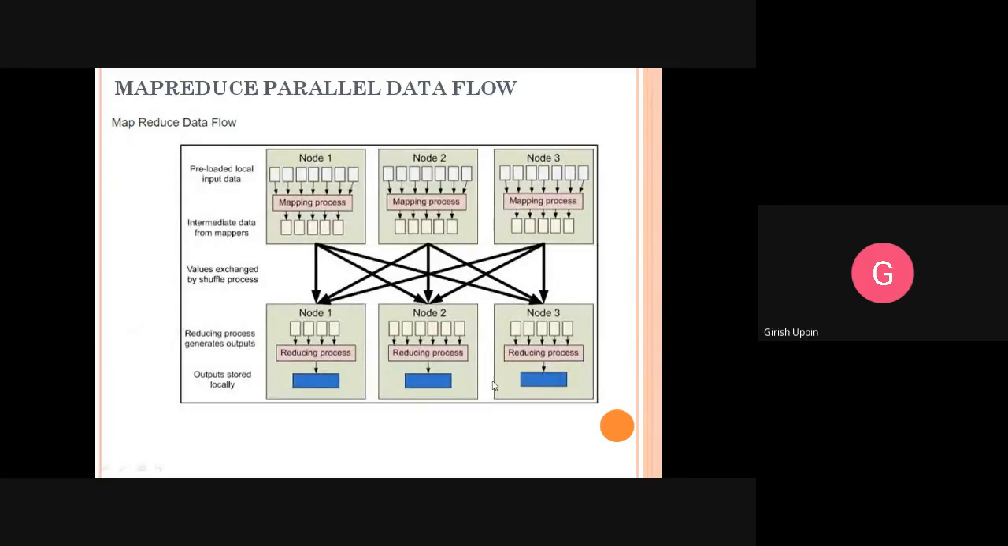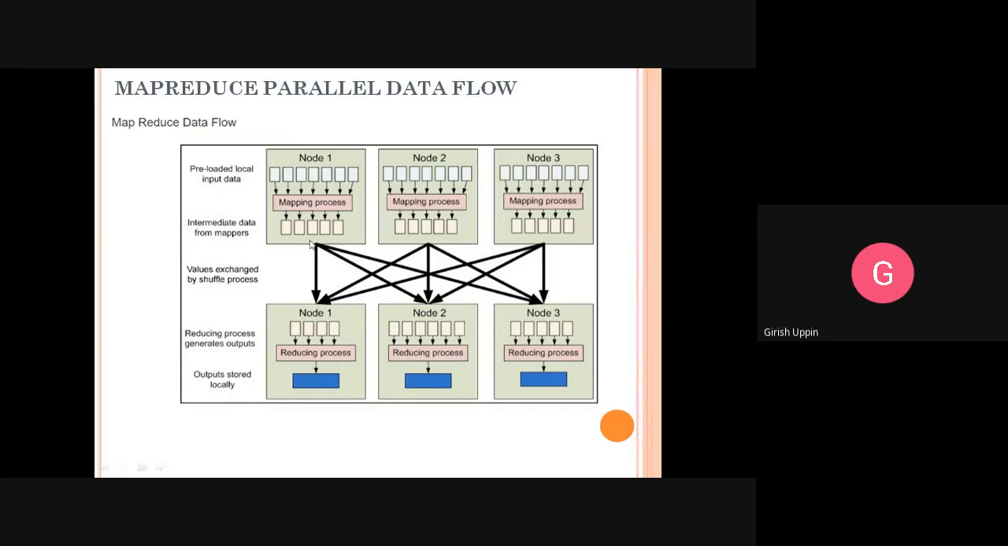This is the diagram: MapReduce data flow. We have three nodes here: node 1, node 2, node 3. They have preloaded local input data, which is given to the mapping processes. The local data is split, and this split data will be fed to the mapping processes, which are running in parallel.